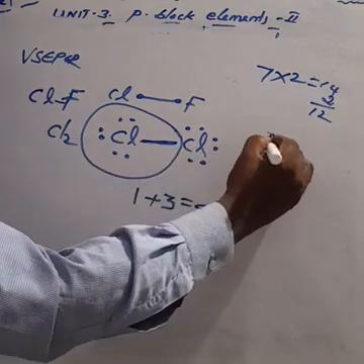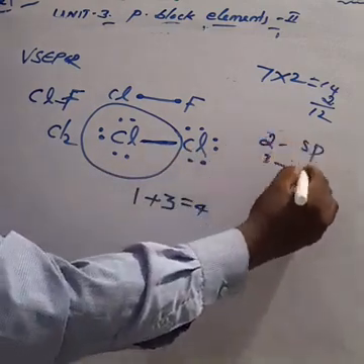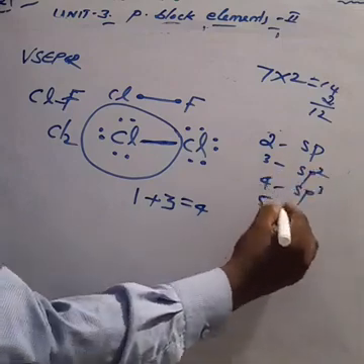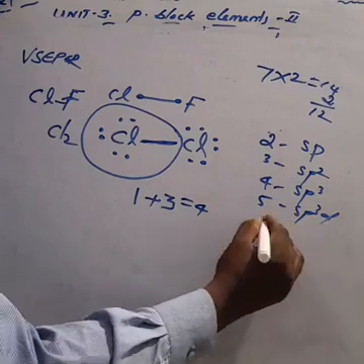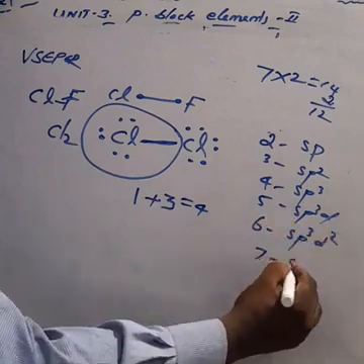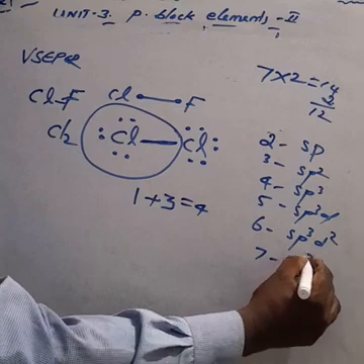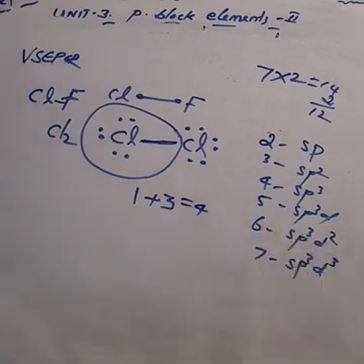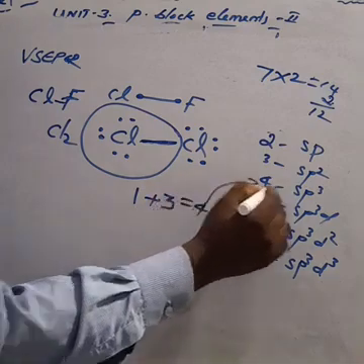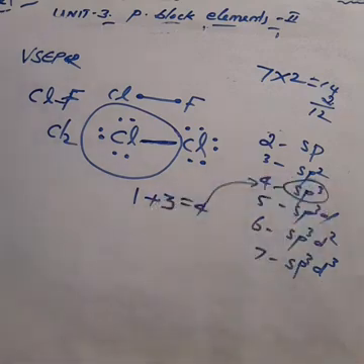All of you know this: number 2 means sp hybridization, 3 means sp2, 4 means sp3, 5 means sp3d, 6 means sp3d2, and 7 means sp3d3. These are the numbers. Am I right? So number 4 means what hybridization? sp3 hybridization.